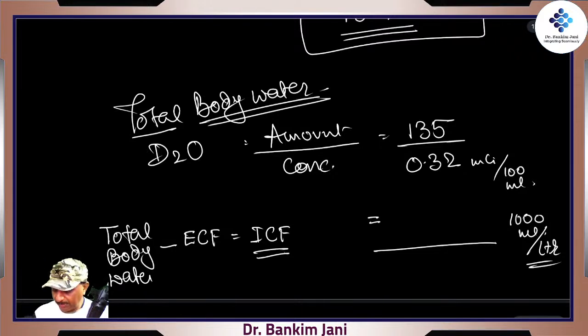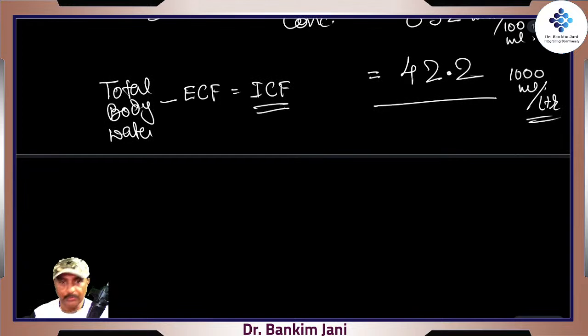422. Okay, so 422, and for 1000 ml it will become 42.2, right? So 42.2 liters, that would be the total body water. All you need to do is just subtract and you get the final answer.